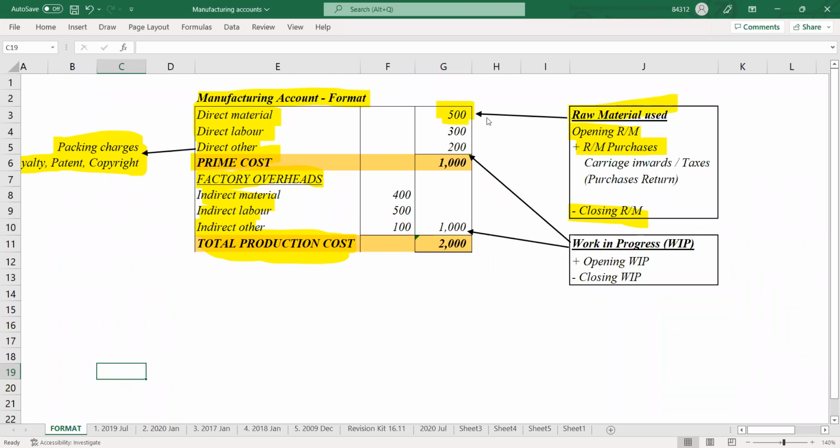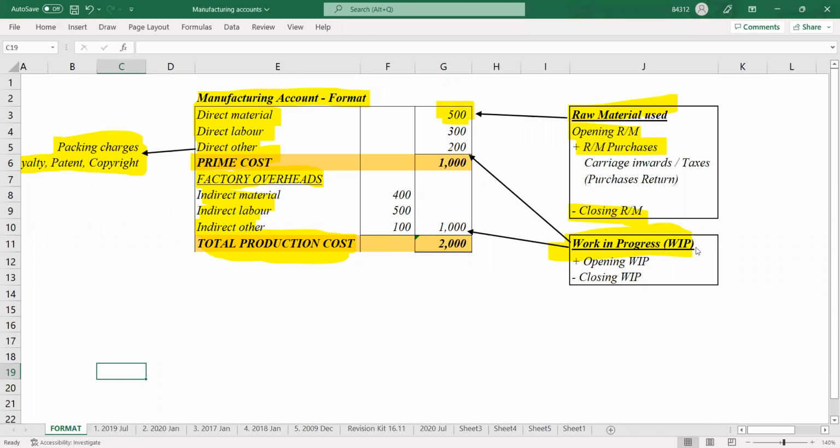So this 500, we calculate using this. Then the next point is work in progress. In some questions, or most of the questions, there will be an item called work in progress, or partially completed goods, right? Unfinished, right? Only a part of the product is completed.